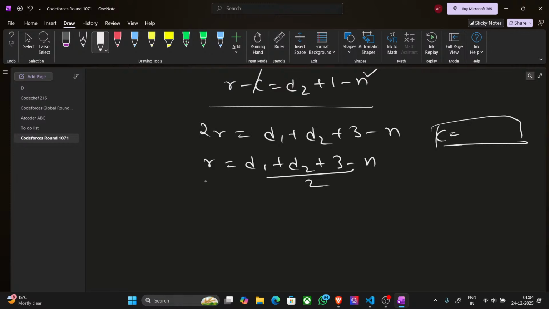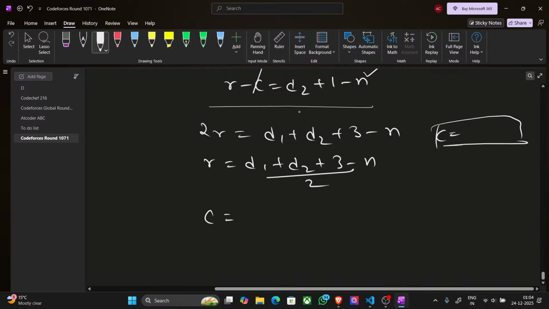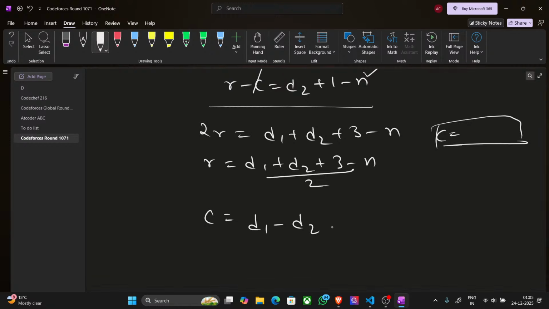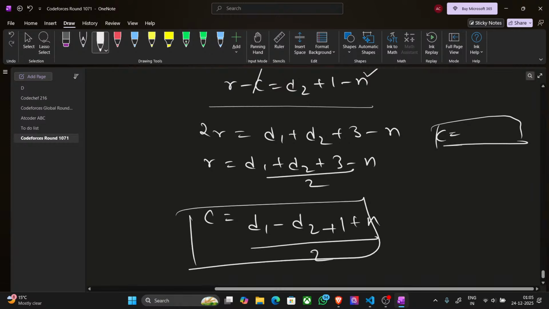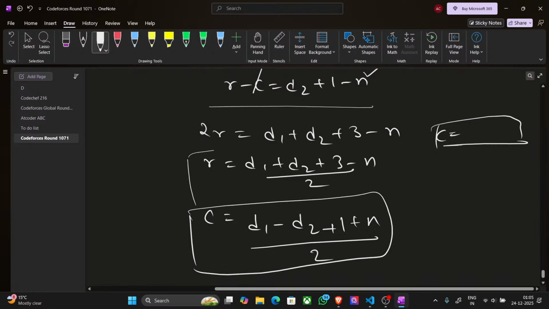So you can calculate R and C. Let me just calculate R, and C also. Just put it here. C is equal to D minus R. So D1 minus D2, so minus minus 2 plus 1 and minus plus 2 1, which gives a plus n divided by 2. So C will be this. So you get R and C in two iterations. Yes or no?